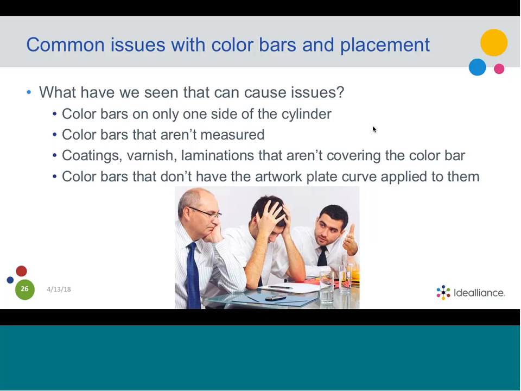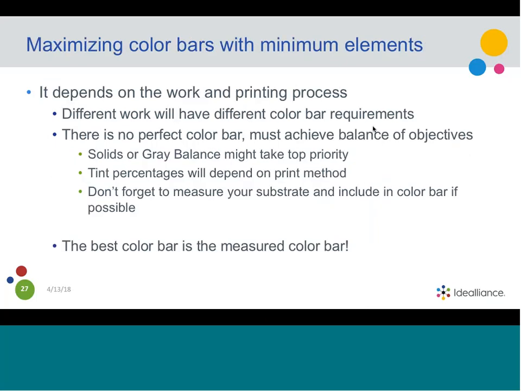And then, as I mentioned before, coatings, varnish, laminations that aren't covering the color bars. The color bar really needs to represent the job if you're using it as a control tool for that job. And color bars that don't have the artwork plate curves applied to them, if you're controlling a press, which most presses are controlled with some kind of curves applied to the plates to get G7 qualification or to accommodate dot gain and stuff. If that isn't applied, the color bars aren't telling the story of how the press is running. So those are some of the common issues.